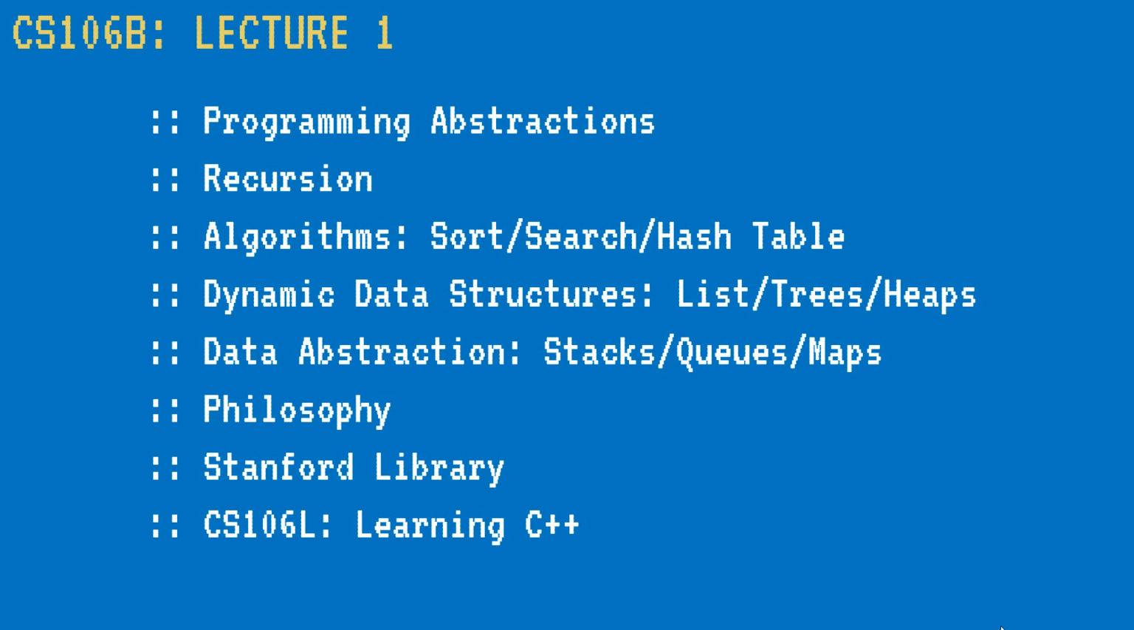Next, the Stanford library is used heavily throughout CS106B. Again, we'll see how far we could get into this, but there is a CS106L, which is focused on learning C++ and learning how to implement some of the Stanford libraries that are used in CS106B. So we may leverage that to move forward in the course, but we shall see.